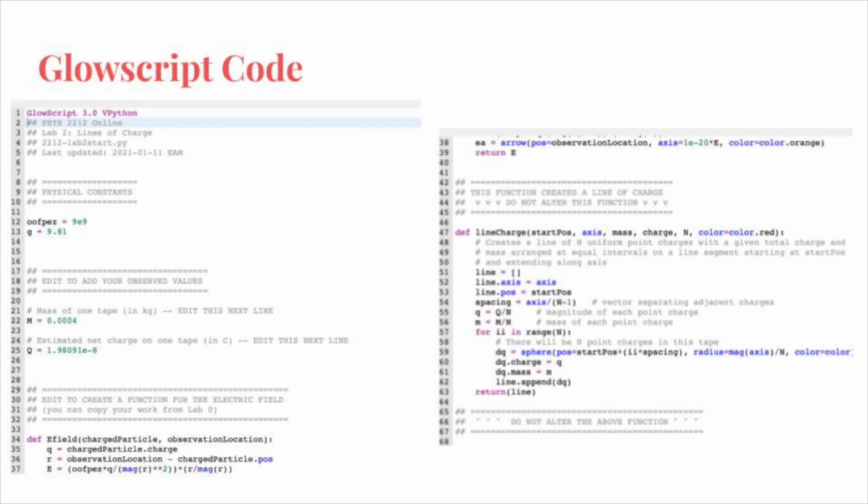Beginning parts of the code for this lab are shown here. PHYS refers to 1 over 4 pi epsilon naught, which is used for electric charge calculations, while the gravitational constant is shown right below that. Mass of the tape is also shown here, as well as the estimated net charge on the tape based on Lab 1. The function we created in Lab 0 is next, as well as the function for the line charge, as provided through the lab rubric.